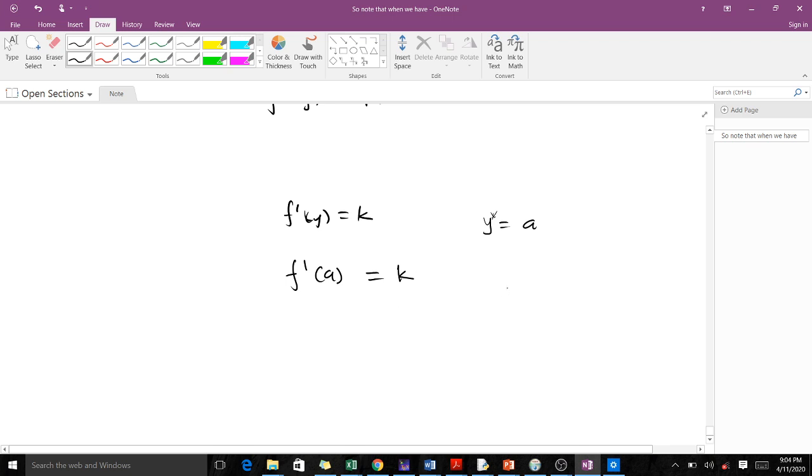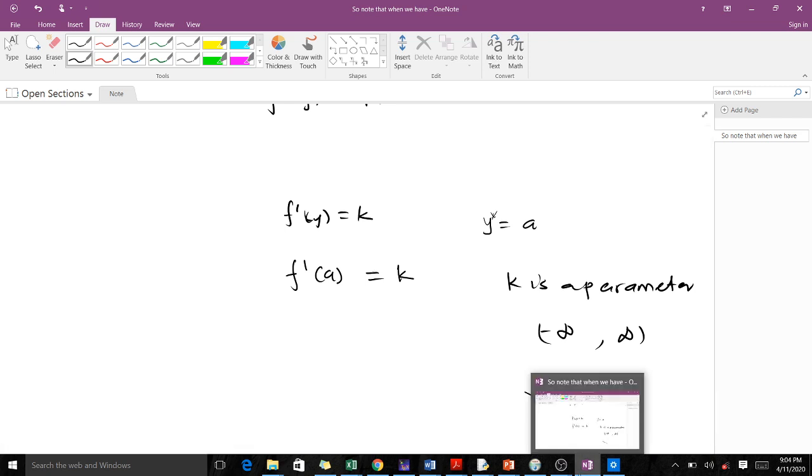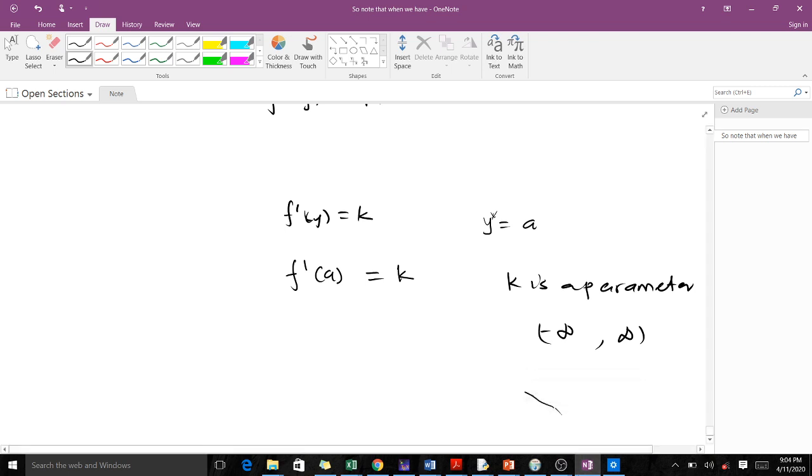So you see here we have a k, and you know that k is a parameter. Because k is a parameter and k can take values from negative infinity to infinity, we can't tell whether our fixed point is unstable or asymptotically stable. So that means we have to consider certain cases. When k is greater than 0, that means our f prime of a will also be greater than 0, meaning that our fixed point is going to be unstable.